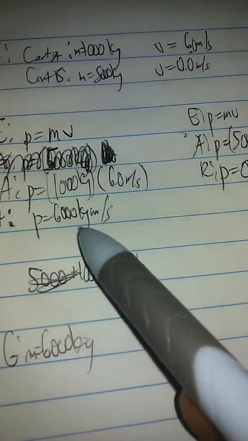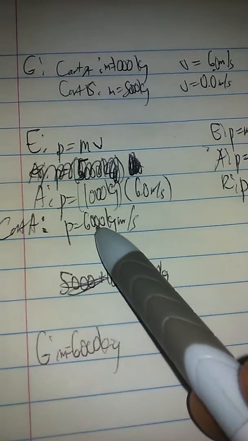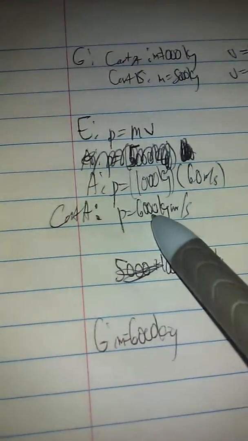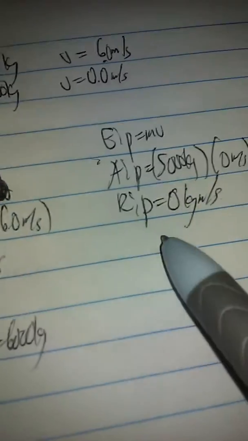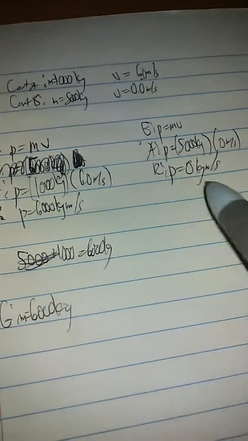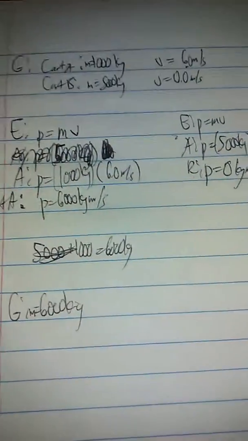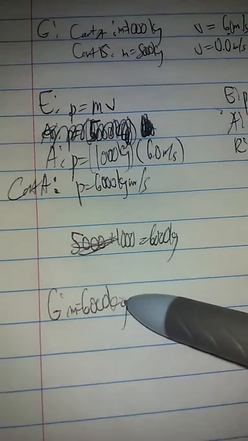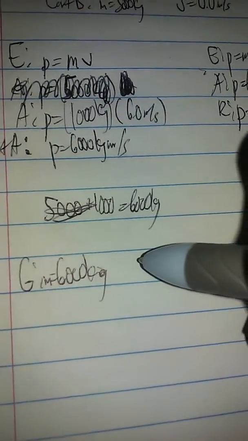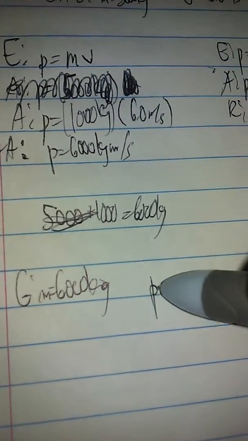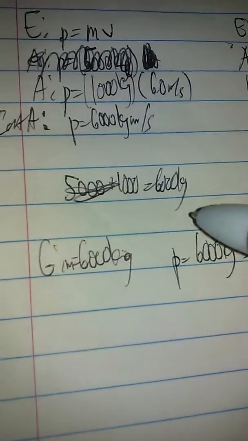We just did the momentum. Cart A had 6,000 kilogram meters per second of momentum. Cart B has 0. So you combine them. In a closed system, the momentum is always the same, so we can use the same momentum again because it's never going to change. So P equals 6,000 kilogram meters per second.